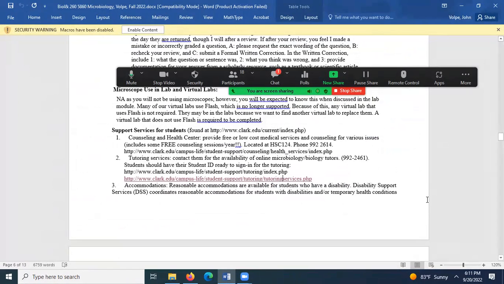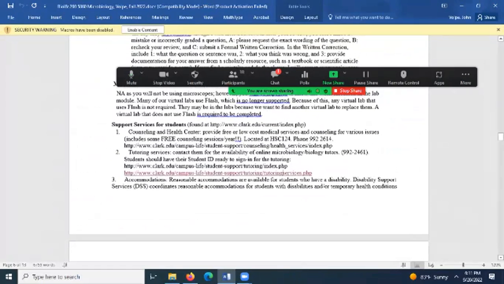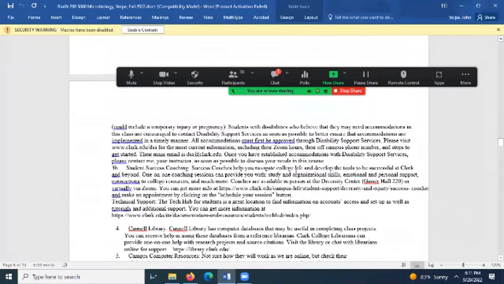All right, reasonable accommodations are available to students with a disability. You can read about that if you wish. We started something, I think this is new at Clark College. They have a student success coach. You can read about that and go to the link there.